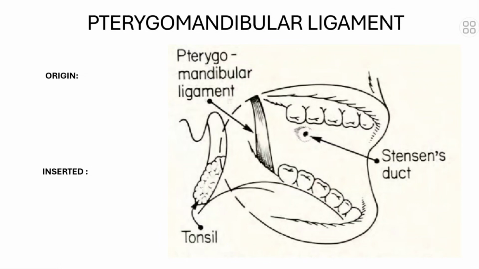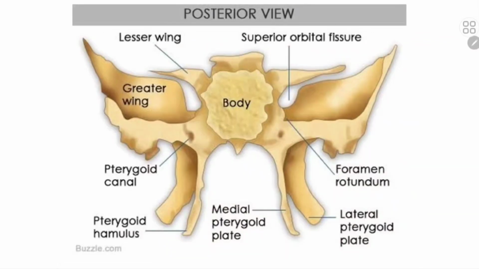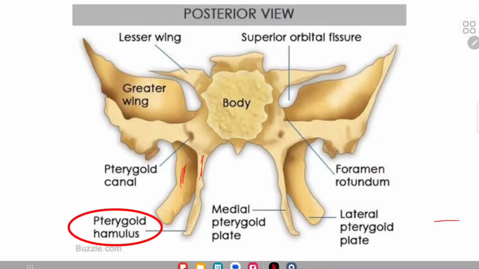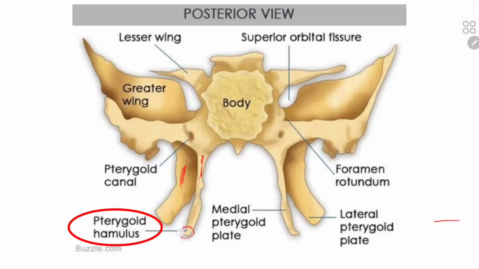And the next one is the pterygomandibular ligament. The pterygomandibular ligament originates from the pterygoid hamulus and gets inserted behind the third molar. So what is the pterygoid hamulus? This is the posterior view of the sphenoid bone. This is the medial pterygoid and this is the lateral pterygoid. At the lower end of the medial pterygoid, this part is known as the pterygoid hamulus.